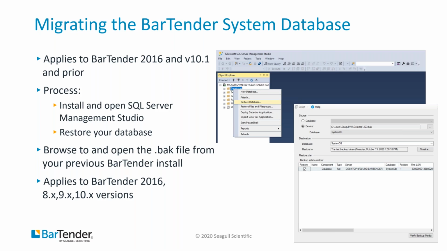We then want to navigate to the database folders once again and right-click. We're going to click on Restore Database and restore or import the full backup we did of our previous version system database. You're going to be looking for that .bak file. Once again, this applies to any recent version of BarTender, really as far back as version 8.